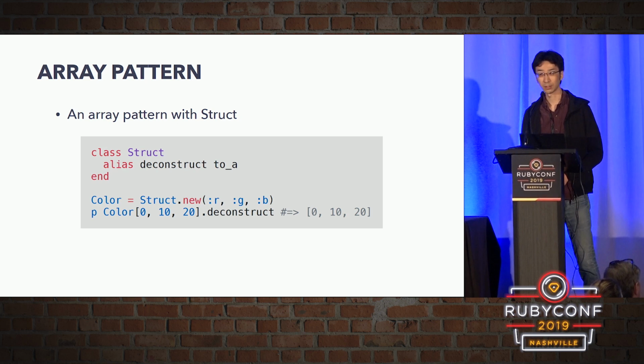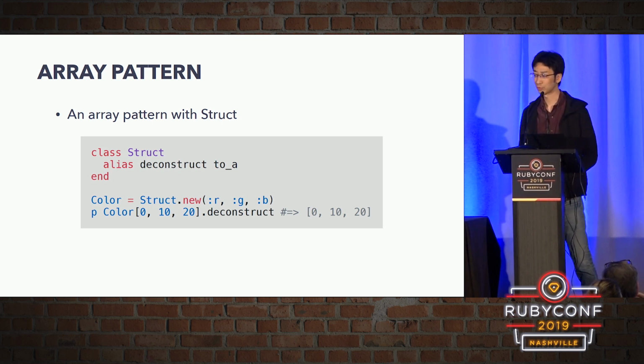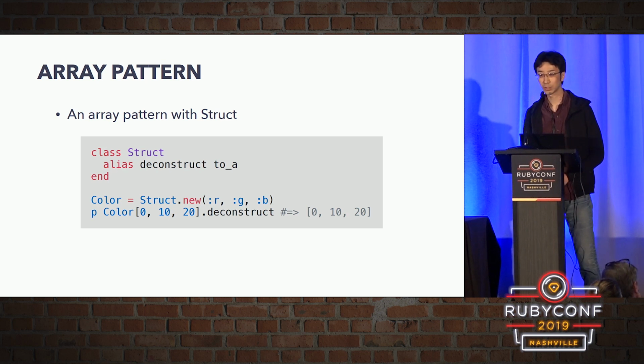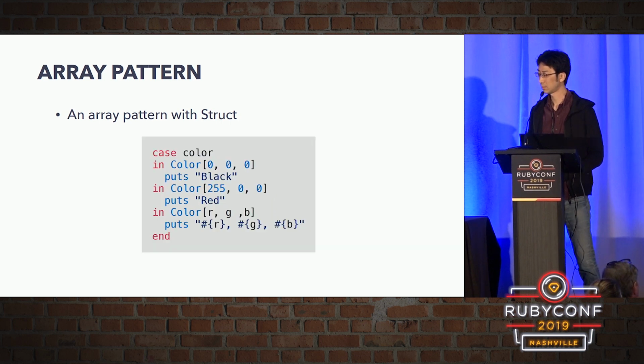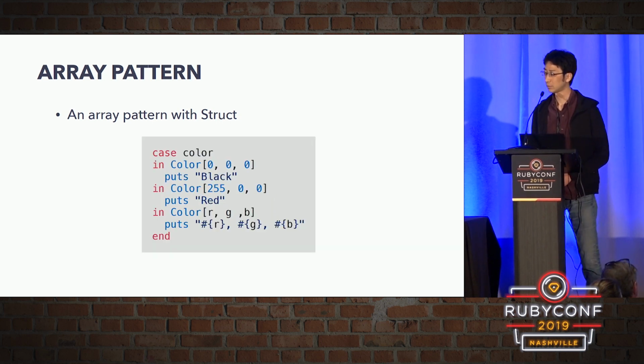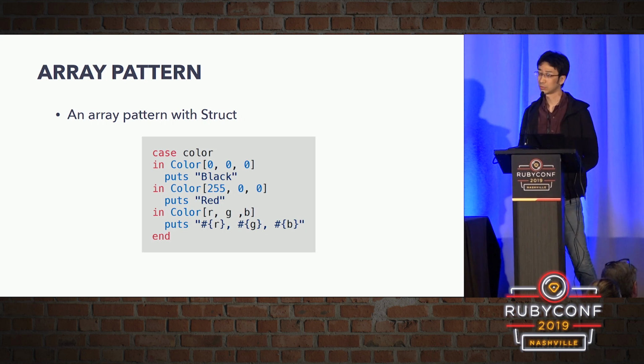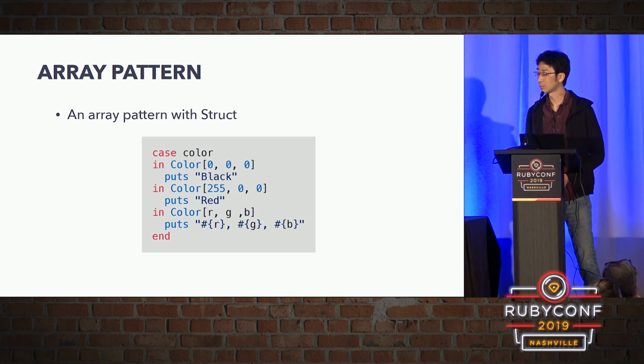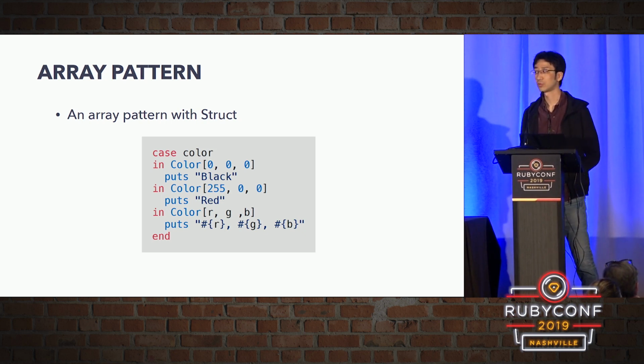For example, I define a Color class below, and this Color class takes 3 arguments, RGB, which will be used to make a color object. And if you create a color object in this manner, the deconstruct method returns 0, 10, 20. So if you use that for receiving a color object and try to identify the resulting color, you will get this code.